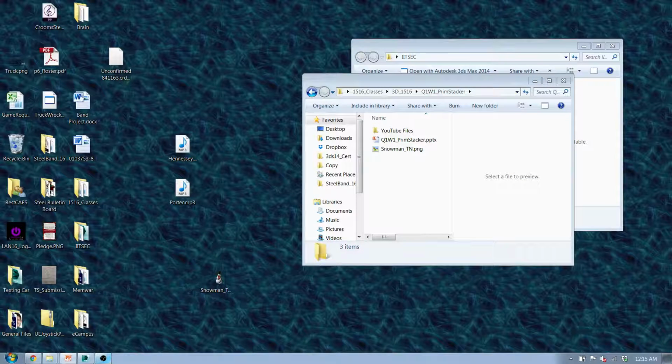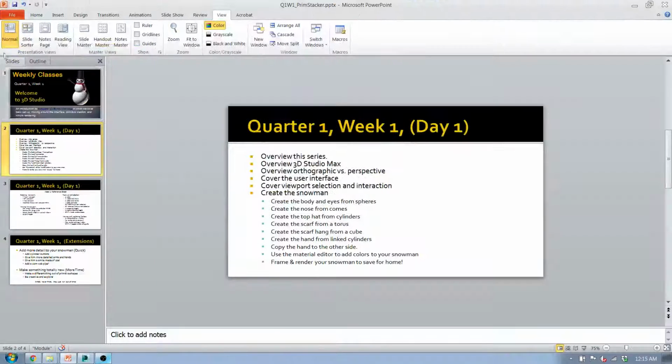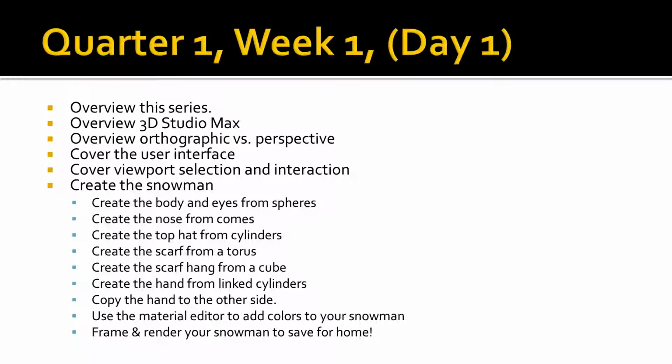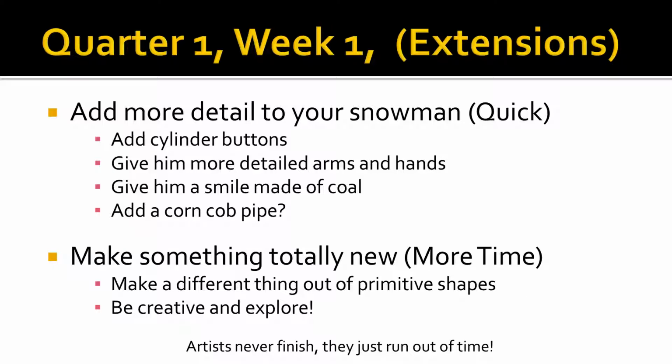There's a whole bunch of other stuff you can still do with this, right? We can extend it. We can make it better. Let's see. There's our snowman. You can add some buttons to it if you want. You can give him more detailed arms and hands. You can give him a smile made of coal, maybe a corncob pipe. Or you could go totally crazy and make something different.